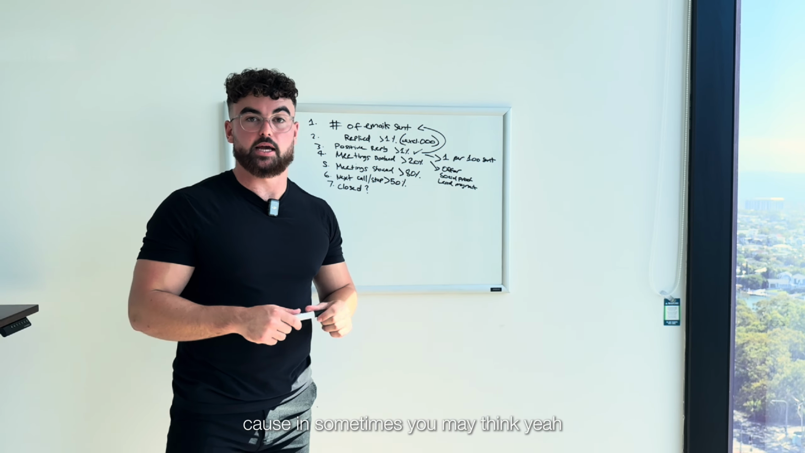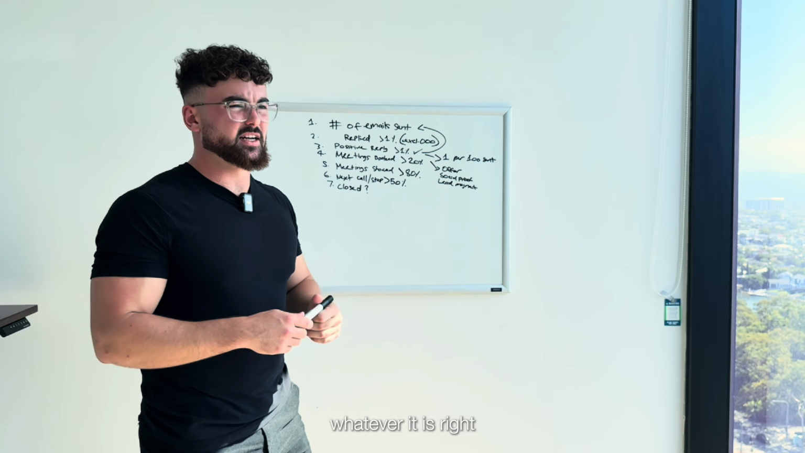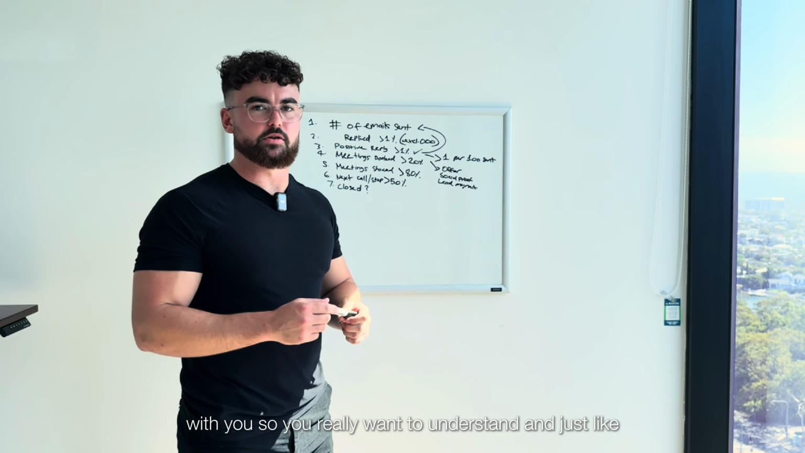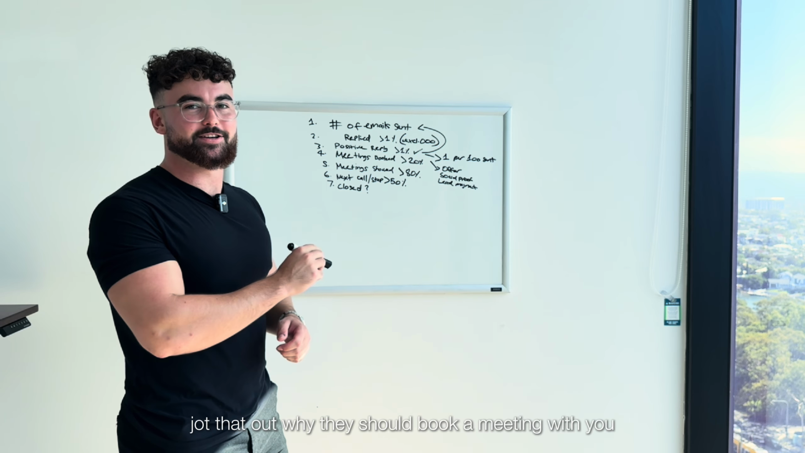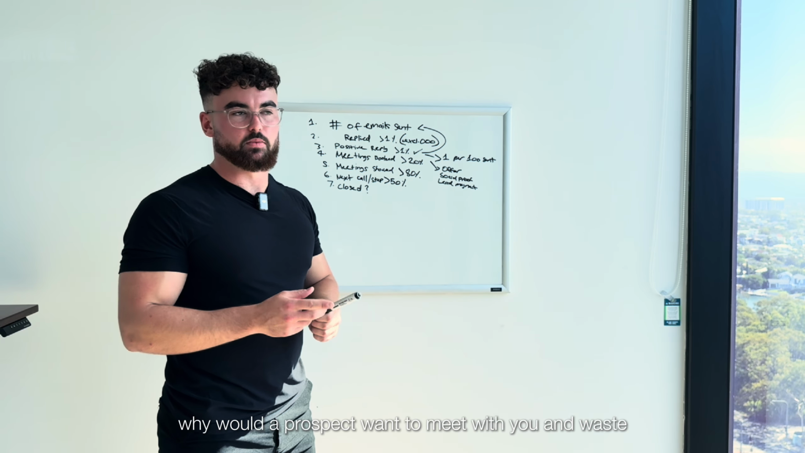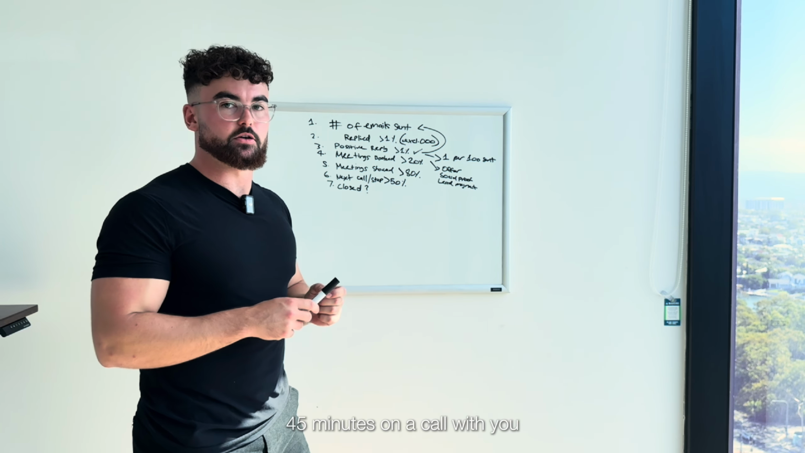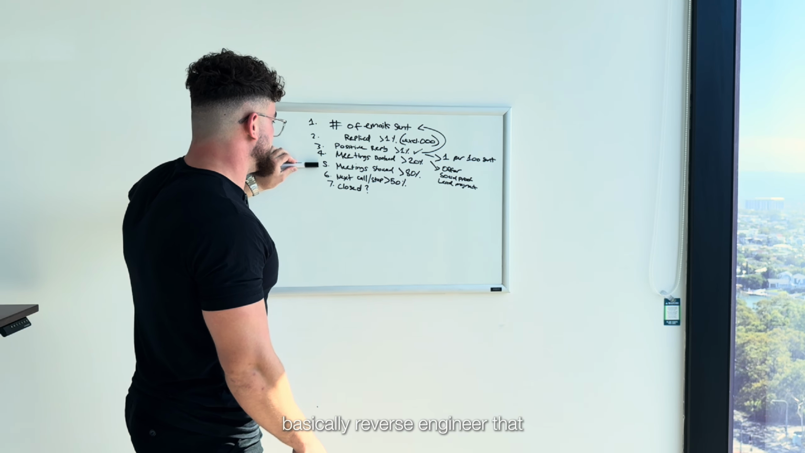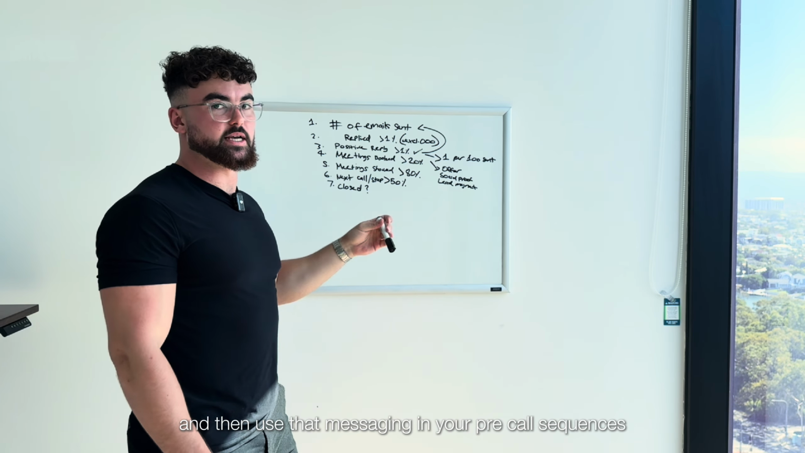Just reverse engineer that and actually think through, why would they? Because sometimes you may think, yeah, they just want to book a meeting with me, whatever it is. And so they don't really know why they should book a meeting with you. So you really want to understand and jot out why they should. As simple as it sounds, why would a prospect want to meet with you and waste, well, in their mind, they could waste 15, 30, 45 minutes on a call with you. Basically, reverse engineer that, understand why they should, and then use that messaging in your pre-call sequences.